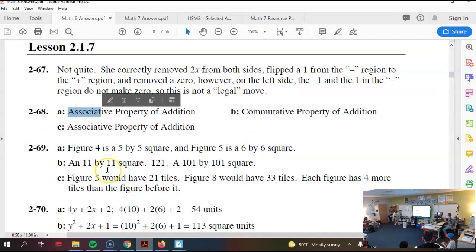We did this one together, at least I think we started it. The associative property dealt with the parentheses. The commutative property moves numbers around. We commute, we move.